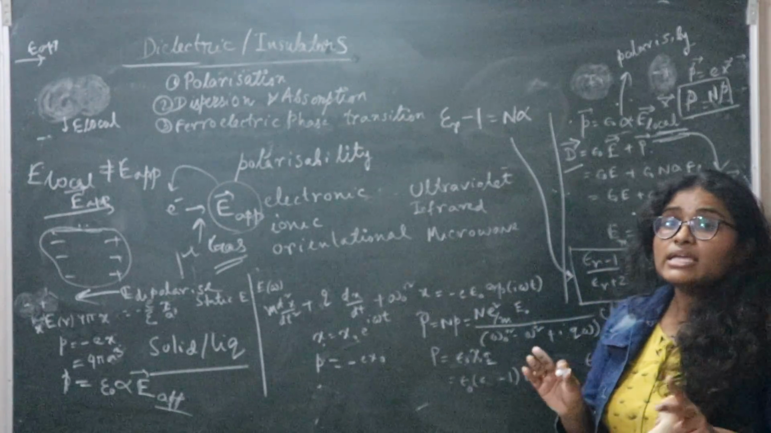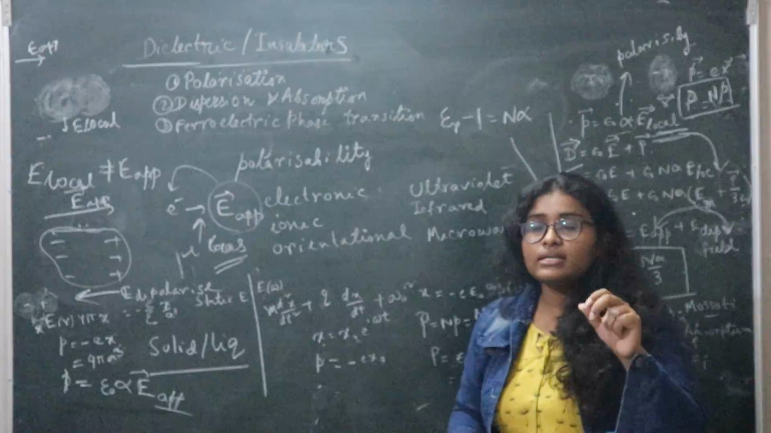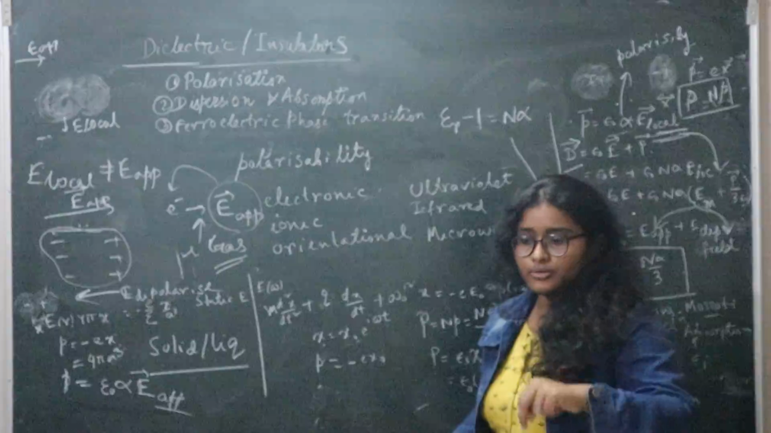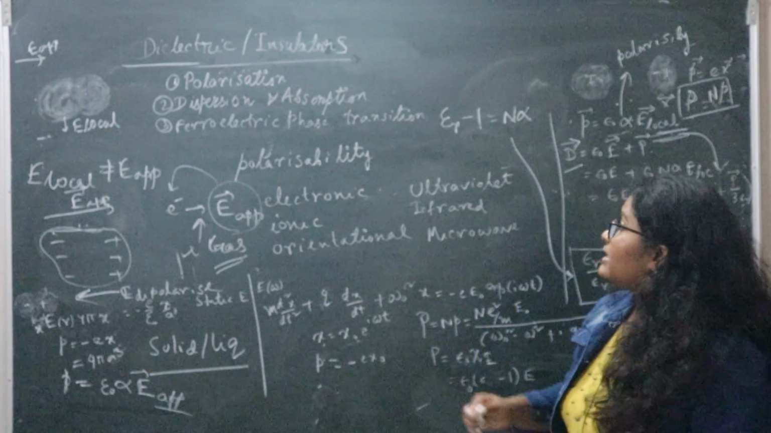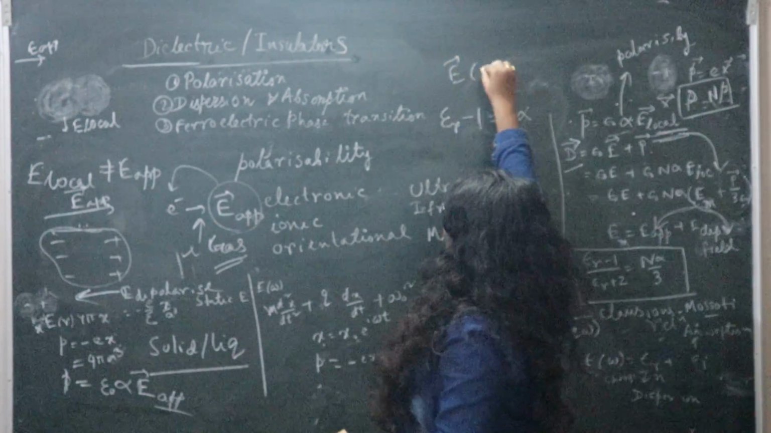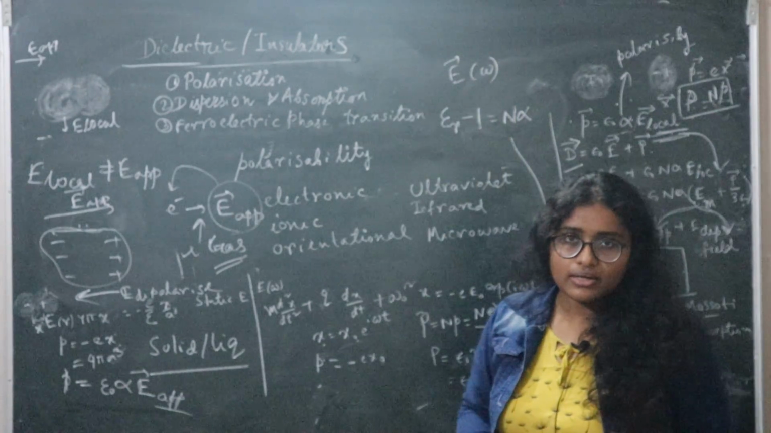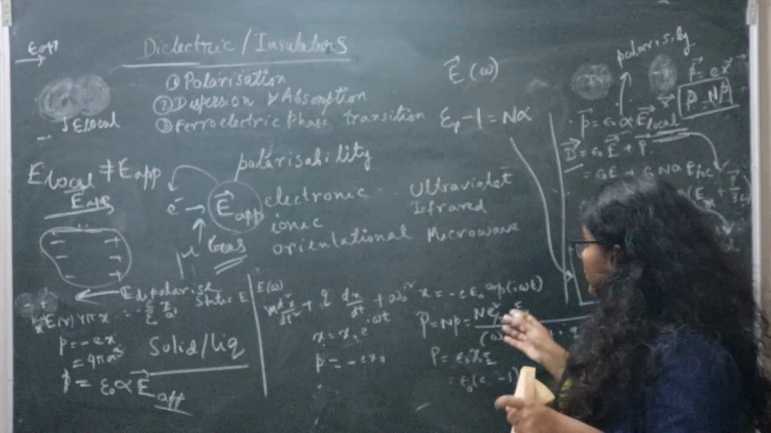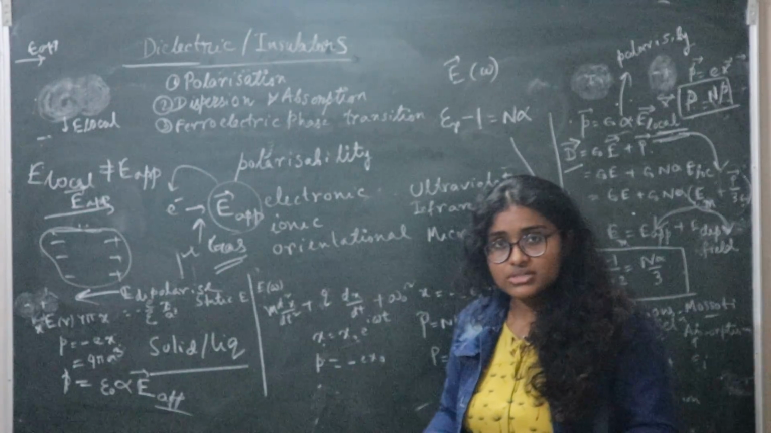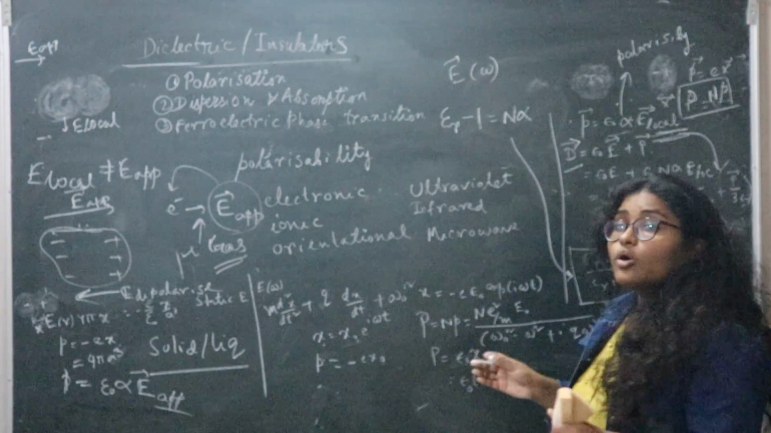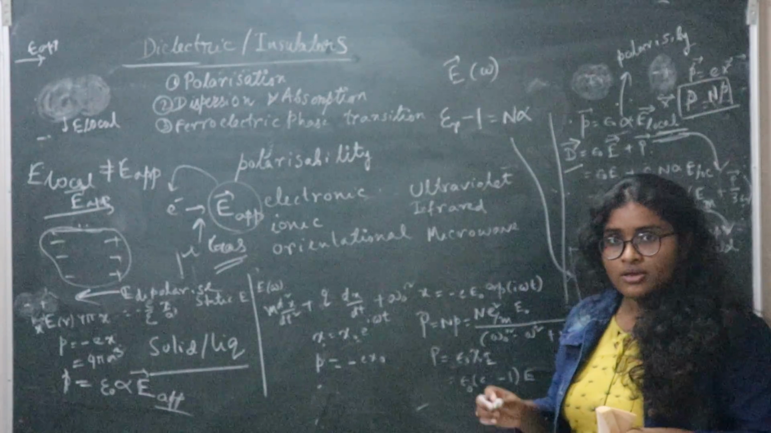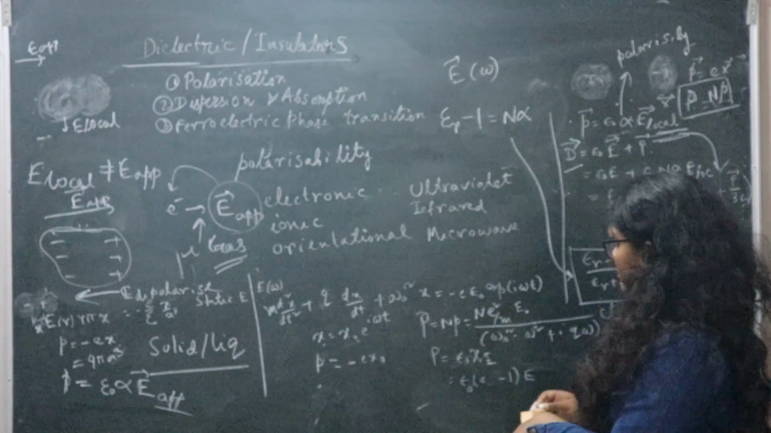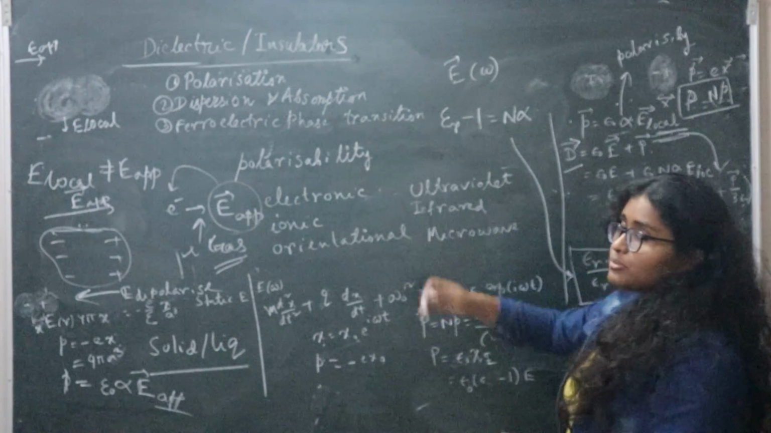But what happens if we apply a time varying incident electric field, like we apply light, where the electric field is frequency dependent, or we apply AC current? What will happen to the dielectric constant? The dielectric constant will also be frequency dependent. I will just explain it, then I come to another concept.